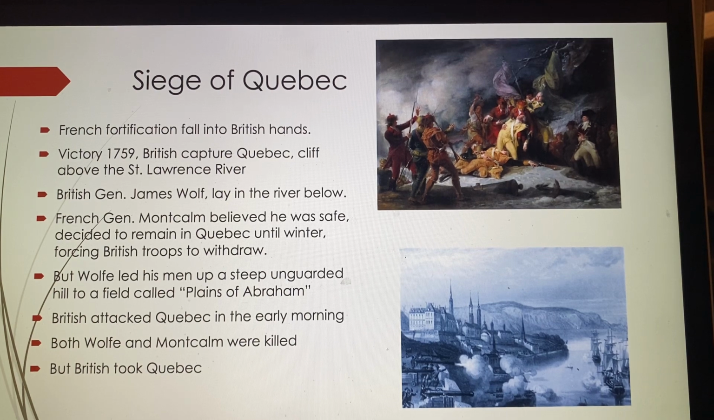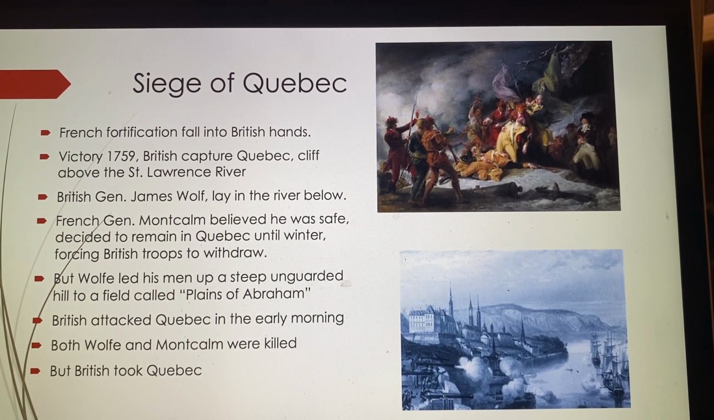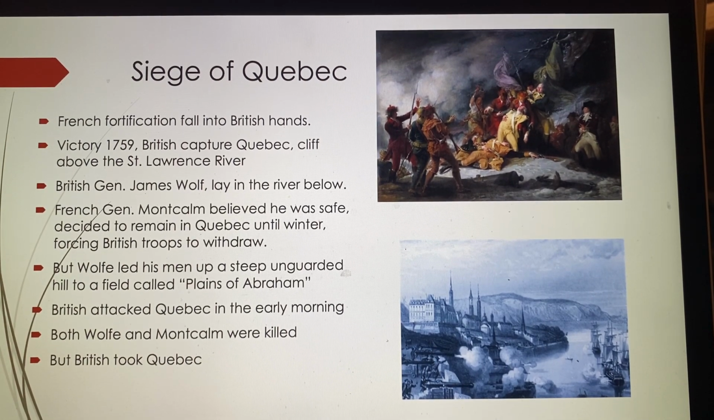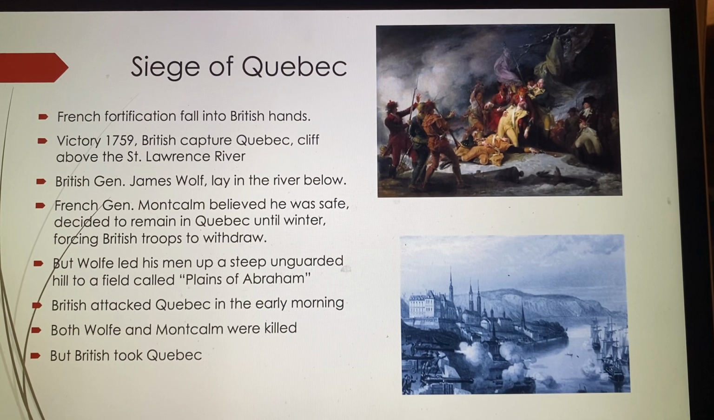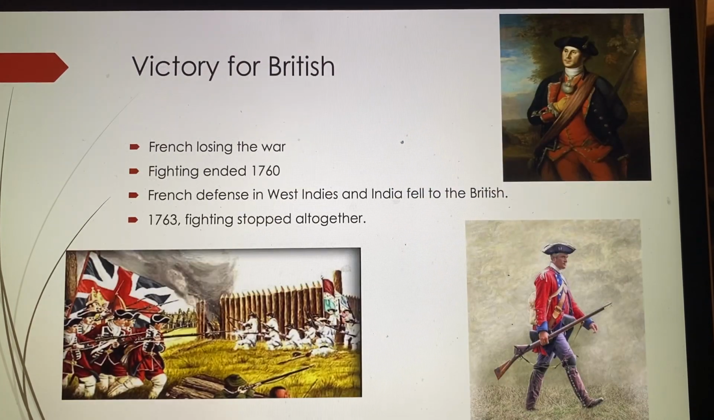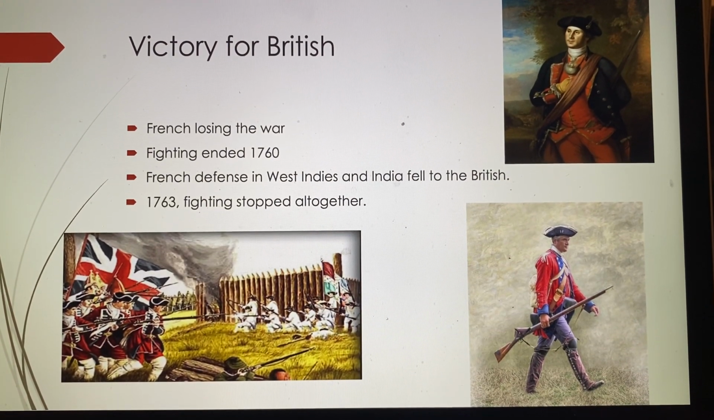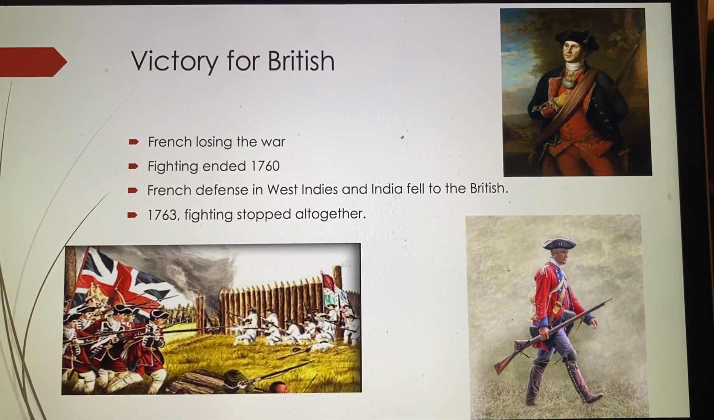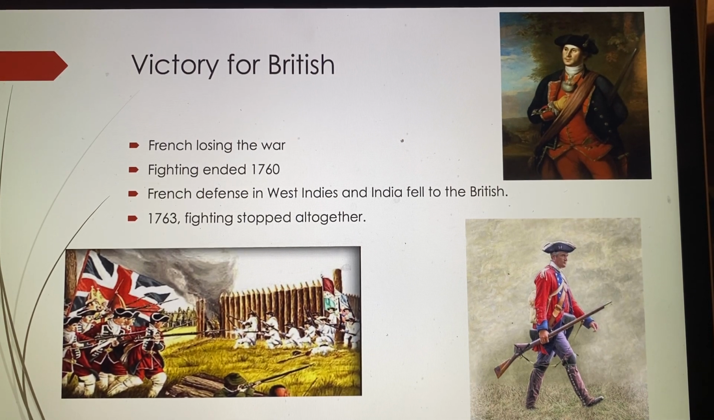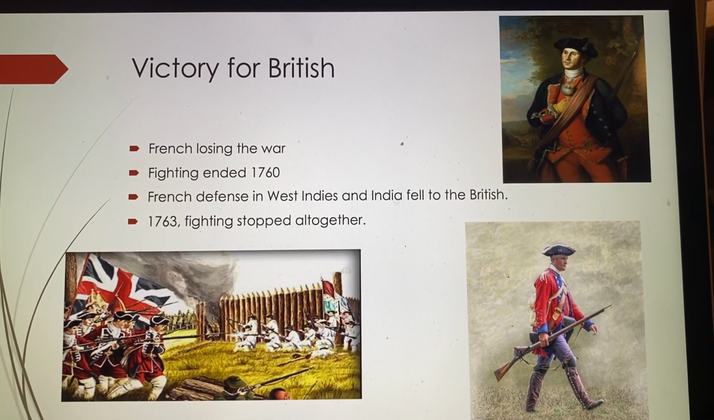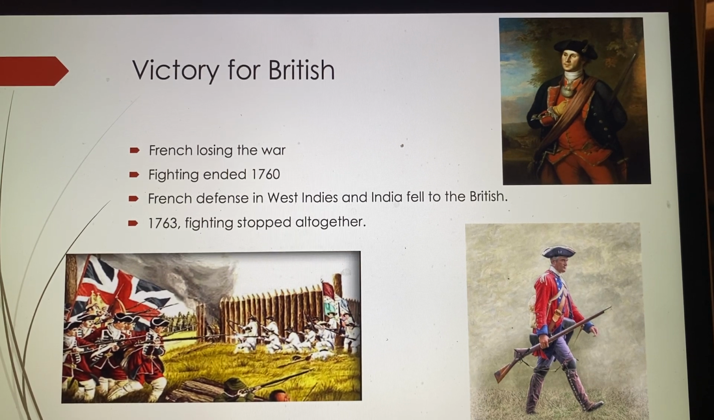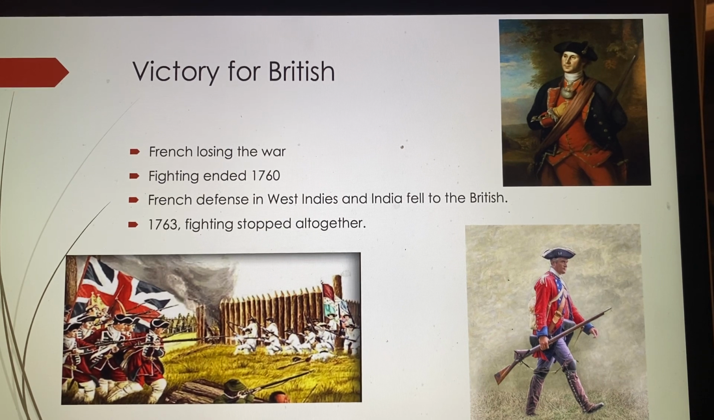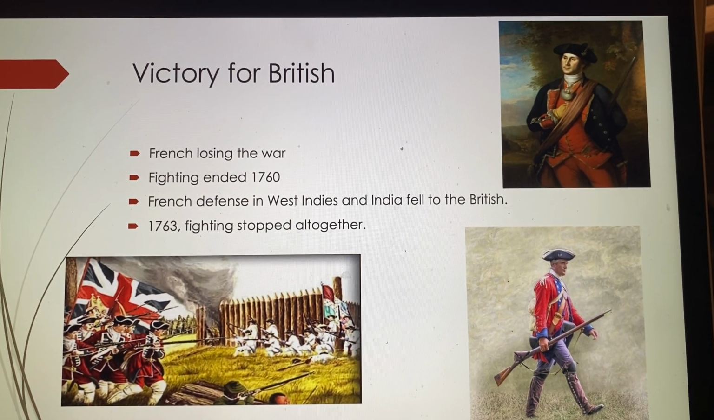Quebec was the sturdy fortress that France held, so they thought they were basically undefeatable, right? It was a victory for the British. The French were losing the war, and the fight ended in 1760. The French defenses in the West Indies and India fell to the British too. So the British not only won the war in the Americas, but also around the world against France. In 1763, the fighting stopped altogether.